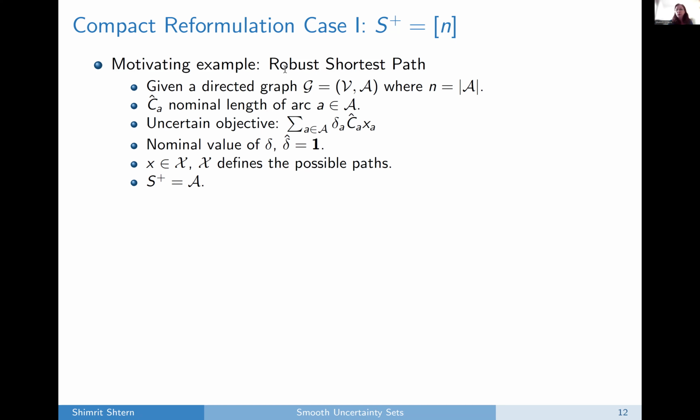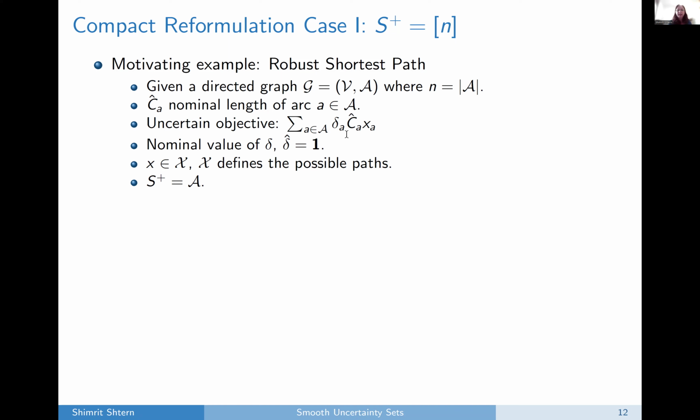And the uncertain objective is basically finding the minimum path from some vertex to another at a minimal cost. Well, cost is the minimal length of the path. And delta A is the uncertainty of the length. Okay, so it's something that multiplies the nominal length. And of course, the nominal solution is 1. It's exactly the average or the nominal, but it can go down or up. It can be higher or lower than that average.